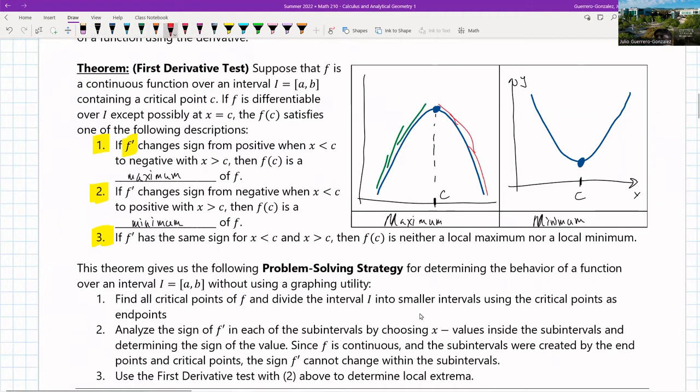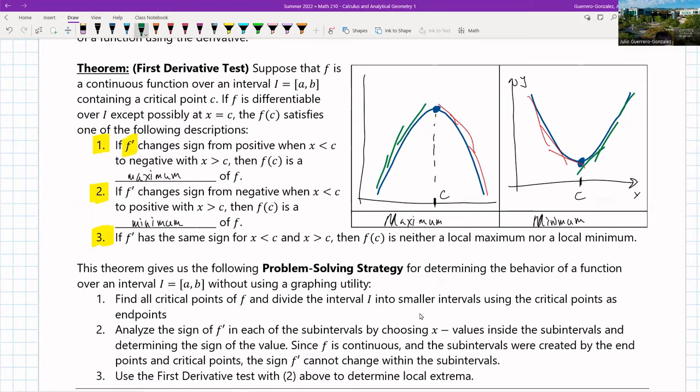Right? So then notice what happens at the minimum. The slopes before are negative, right? And the slopes after are positive. Okay. So notice all we use there is the idea of the slope of a tangent line, right? The slopes of the tangent line before versus the slopes of the tangent line after.